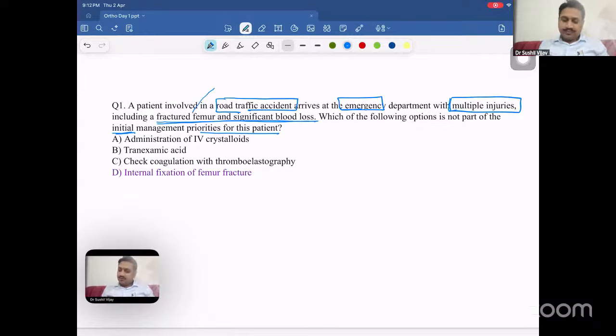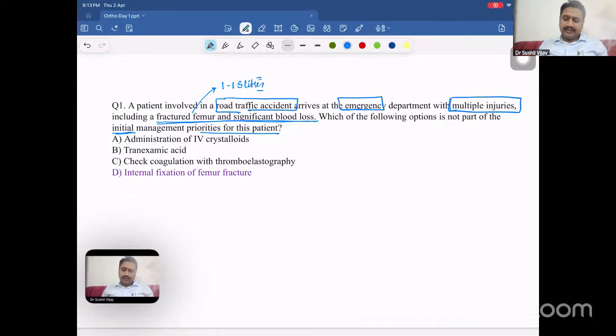When you're talking about the fracture of the femur bone, how much is the approximate amount of blood loss expected in femur shaft fractures? It is almost 1 to 1.5 liters, isn't it? That is a minimal amount of blood loss which is expected. So we are talking about broadly a polytrauma case which lost a lot of blood.